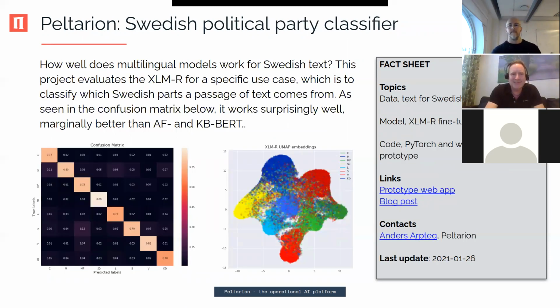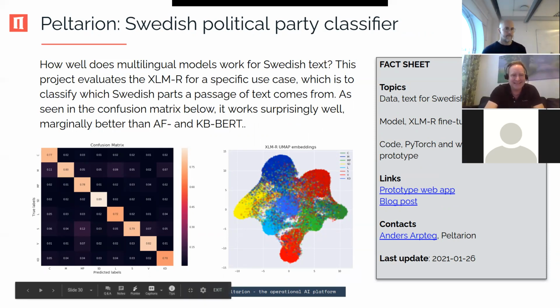Here's another cool little project we did in Peltarion, where we wanted to explore how well these multilingual models like XLMR work. We collected data from the Swedish parliament, motions that come in from different Swedish political parties, and tried to predict, given a couple of sentences from these motions, which party that text came from? You can see the confusion matrix here, and it's actually surprisingly good.